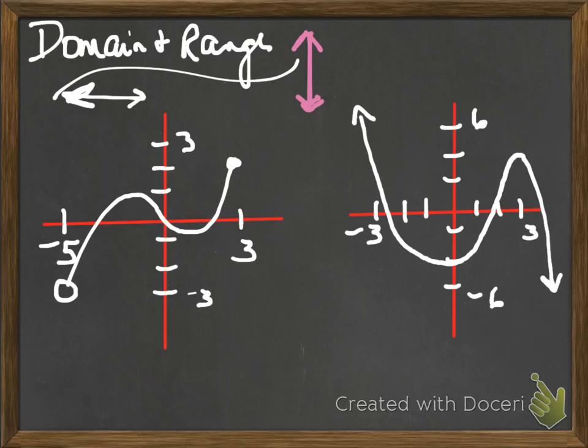So let's look at this first example. We look left to right, and we can see that it starts here, looks like at negative 5, and it doesn't go any further than 3.